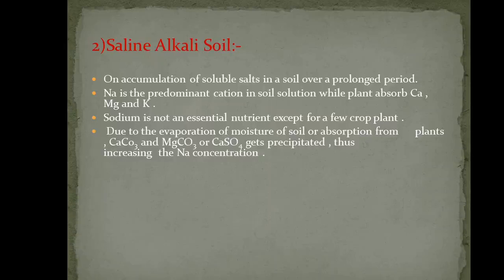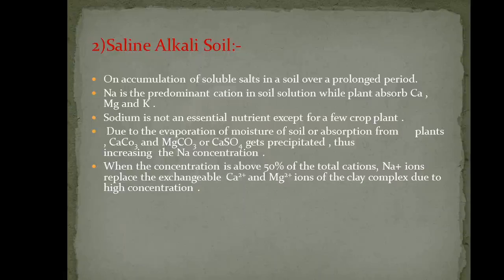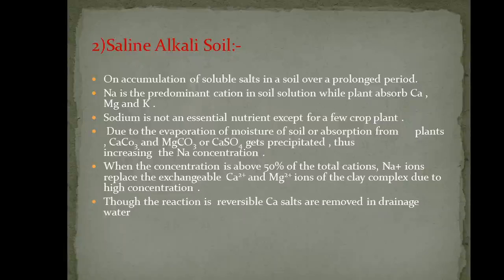Due to the evaporation of moisture from soil or absorption by plants, CaCO3 and MgCO3 or CaSO4 get precipitated, thus increasing the Na concentration. When the concentration is above 50% of the total cations, Na+ ions replace the exchangeable Ca2+ and Mg2+ ions of the clay complex due to the high concentration. Though the reaction is reversible, Ca salts are removed in drainage water.